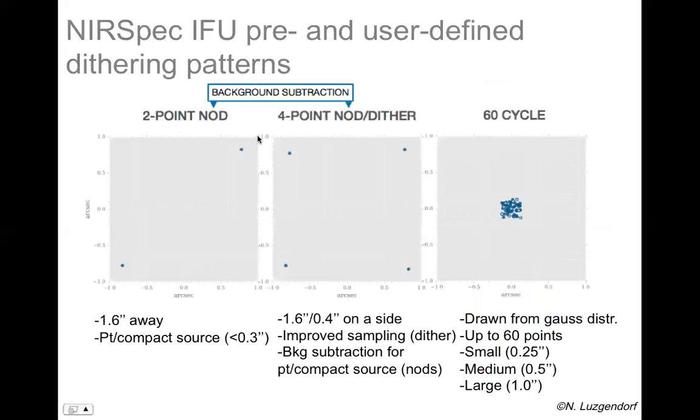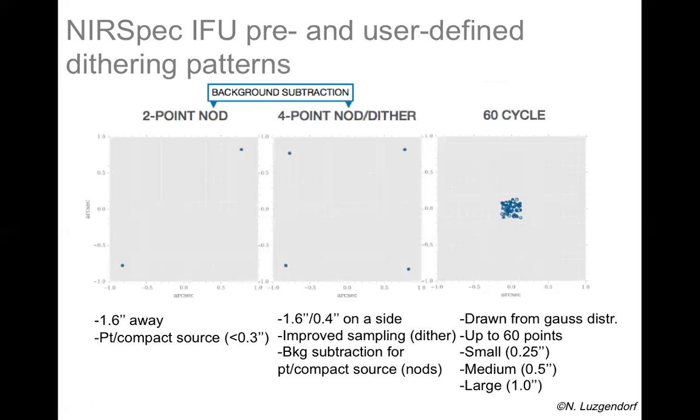For NIRSpec, the story is very similar. There is a 2-point nod jitter using 2 points 1.6 arcseconds away that is optimal for a point source, and would be used for background subtraction. There is the equivalent with 4 points, with very large steps, for a very small source if you want to estimate the background. There is also a 4-point jitter that will use very small steps, 0.4 arcseconds on a side, to improve the sampling. And there is also the cycling pattern, so it's up to the user to choose the number of points from 1 up to 60, and the size. There are 3 sizes, small, medium, and large, depending on the morphology of your source.